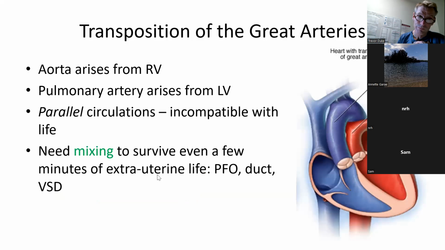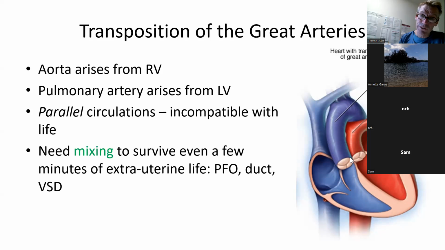It's usually something else. I just wanted to talk about a TGA, a transposition of the great arteries, because you'll sometimes see these children in the nursery and they're cyanosed from the time of birth. In a TGA, the aorta comes off the right ventricle. So this is the aorta, the large vessel, and it's coming off the right ventricle, and the pulmonary artery comes off the left ventricle. So the great arteries are completely transposed.